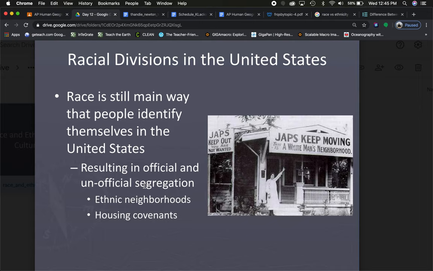And of course, we have racial divisions within the United States. It's still a main way that people identify themselves in the United States.